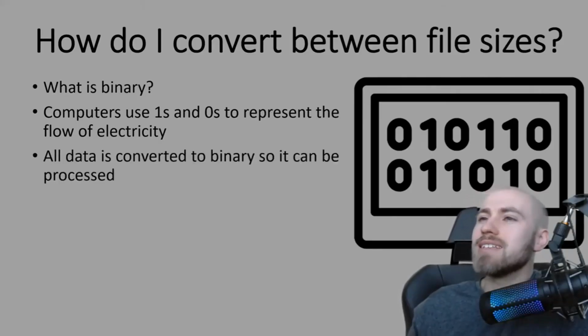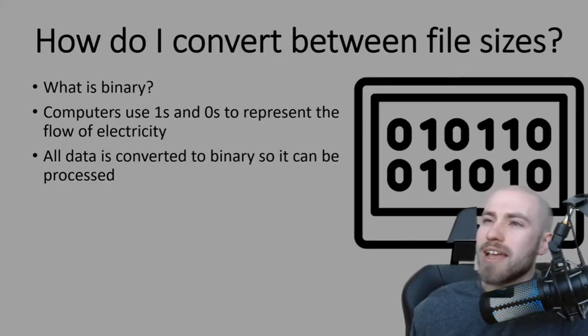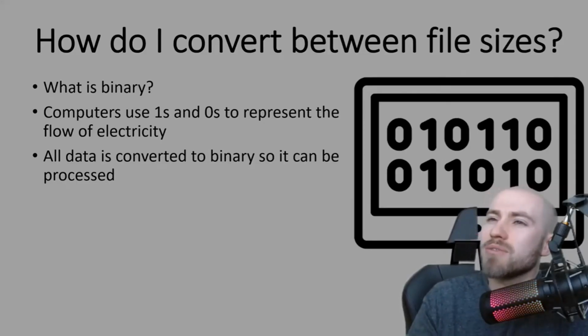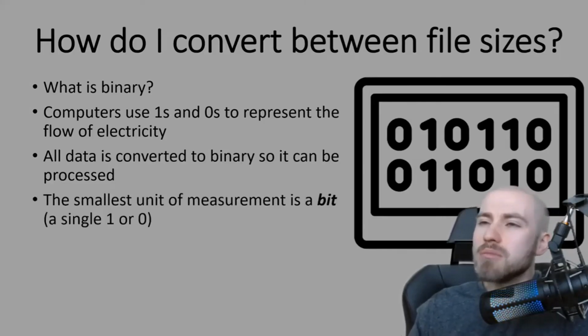All data is converted to binary so that it can be processed. Like we've just mentioned, the computer does only understand binary, so that's why it has to be converted into binary or machine code, as it's sometimes referred to, so that the computer can then process that information and figure out what the instructions actually are. Here's the key bit that we needed to know. The smallest unit of measurement is what we call a bit, or a single one, or a zero.